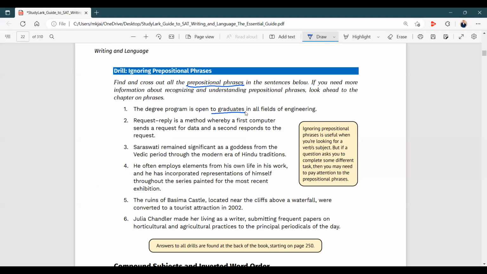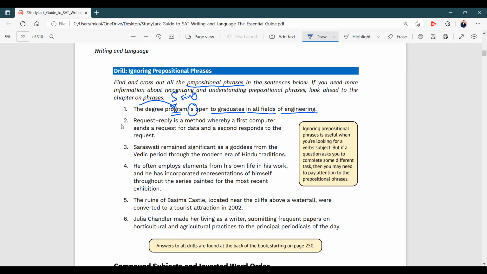Then? In all fields of engineering. Yes. How many here? Three. So what is the subject? The program. That's my subject, a singular one. Where is my verb? Is. So the sentence is correct: singular subject with singular verb.